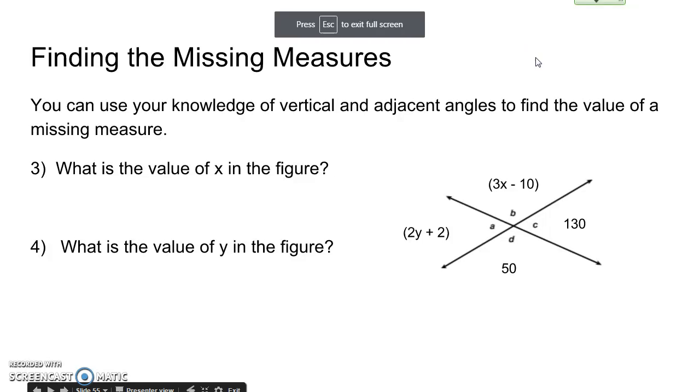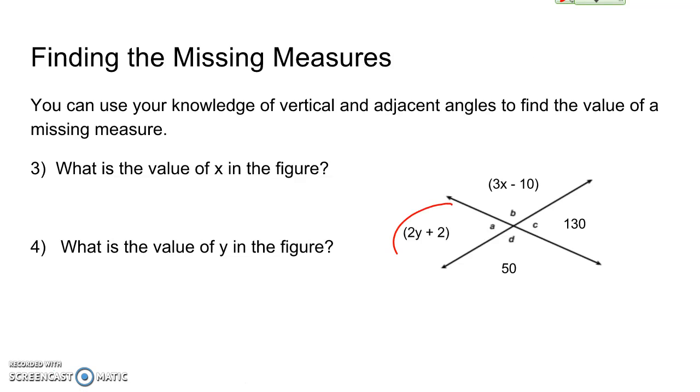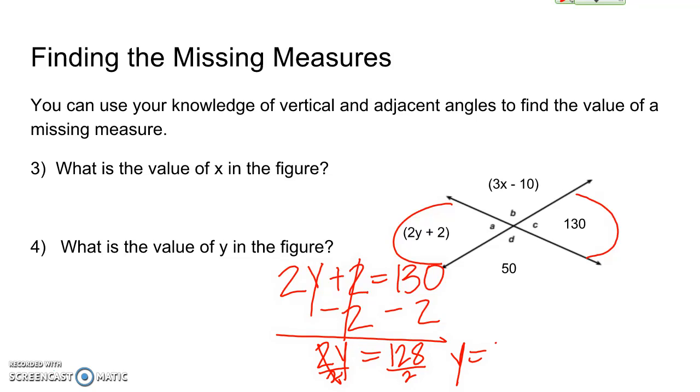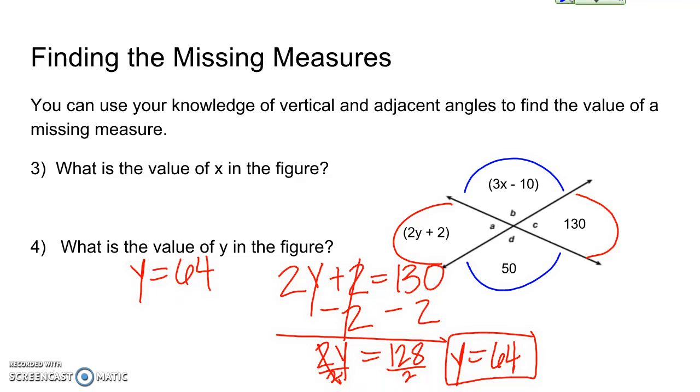Sorry. So I see that angle A and angle C are vertical angles, and I know that vertical angles are congruent. So I can set up the equation 2y plus 2 equals 130. And then I can solve that for y. Subtract 2 on both sides. Bring down 2y. 128. And then we divide by 2. Okay. And that would give me, what would that be? 64.